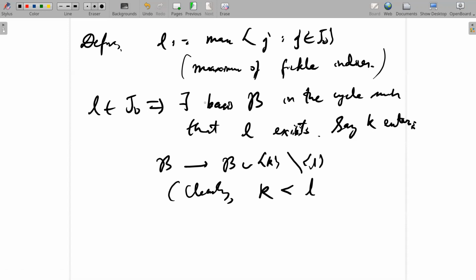Why so? Because K is also fickle. Because K was not here and it entered, so it is a fickle variable. Non-fickle ones do not change their state. Either they're always there or they're never there. But K was not there and it entered, so K is also fickle. But we have chosen L to be the maximum amongst all those fickle indices. So clearly K is less than L, and K is also fickle.